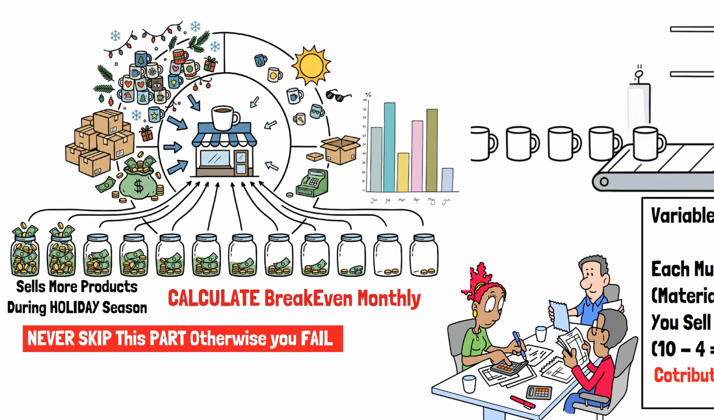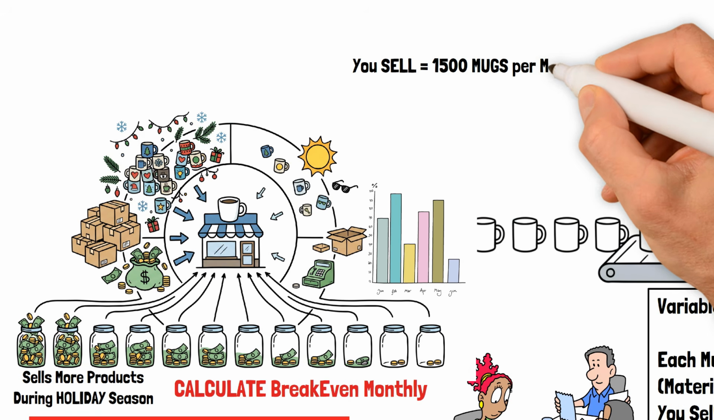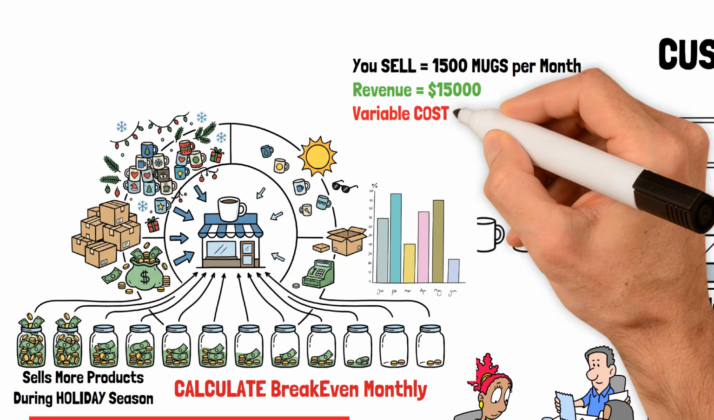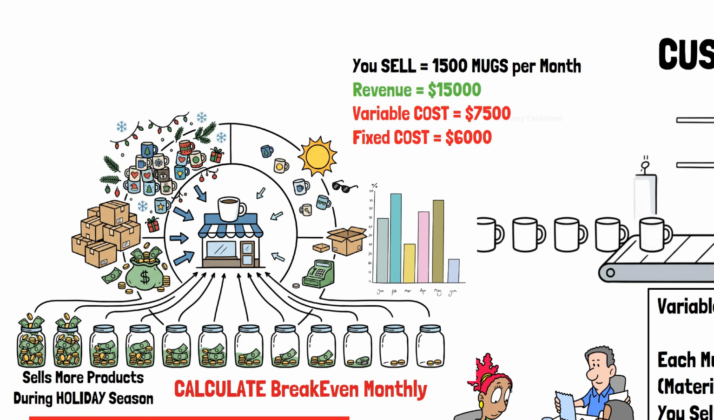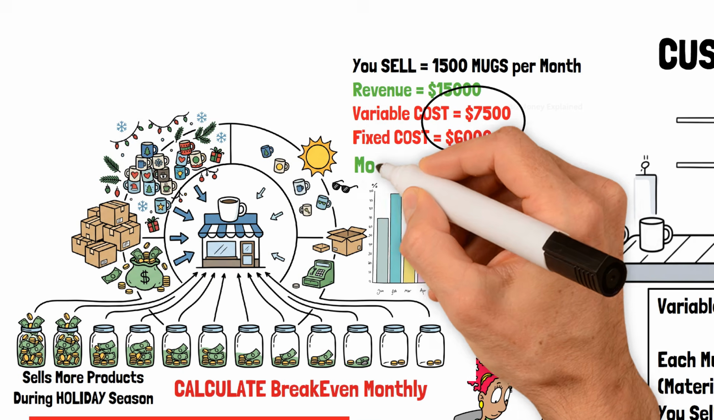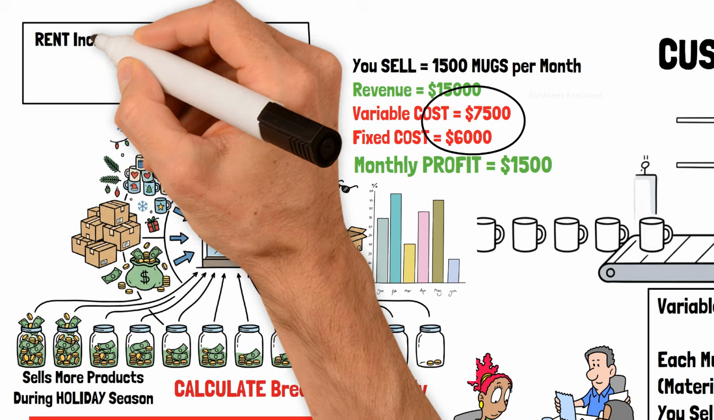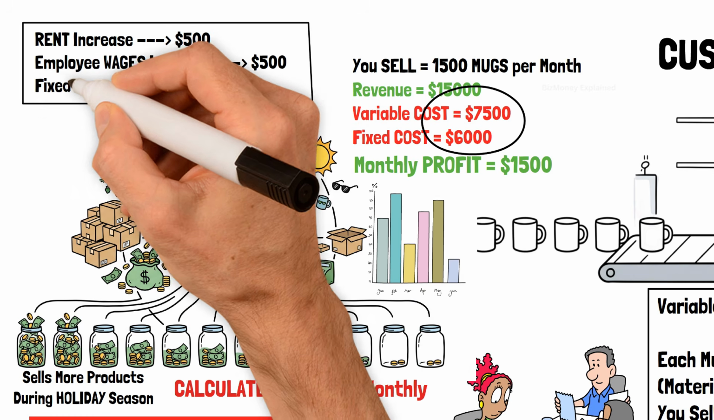Let's continue with our mug business example. Suppose you manage to sell 1,500 mugs each month. Revenue equals $15,000. Variable costs equal $7,500. Fixed costs remain $6,000. After subtracting all expenses, your monthly profit becomes $1,500.